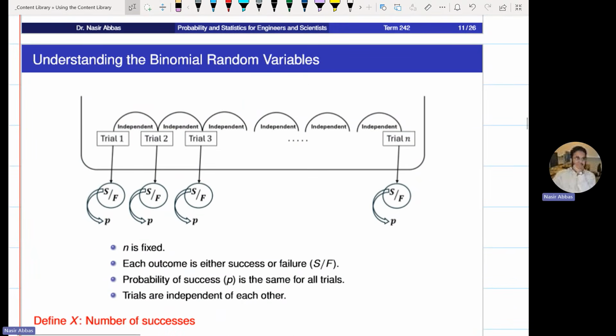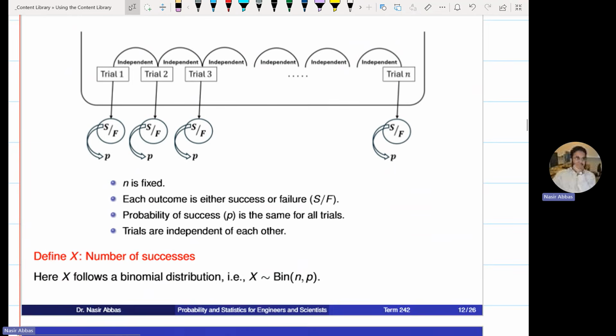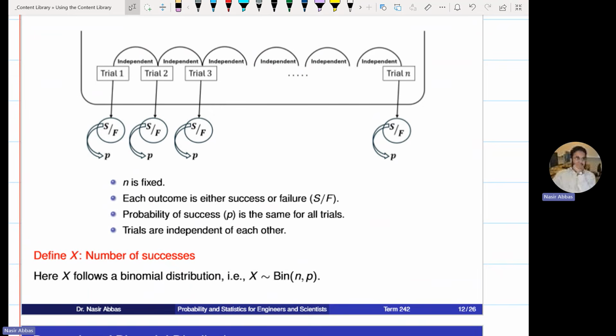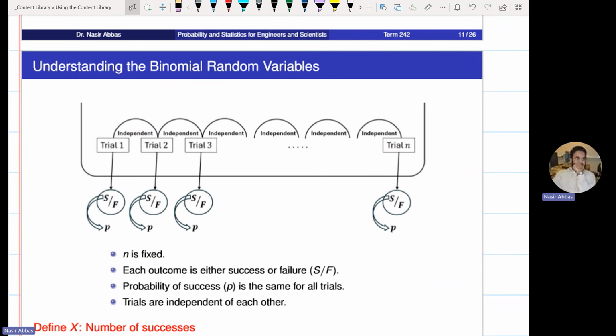You have this experiment, you can perform it many times, but you perform it only n times. Each time the trial is independent of each other. Each trial results in either success or failure, where the probability of success for each trial is p. And in this case, if you denote x by the number of successes, you say x has a binomial distribution. Now, when will these conditions be satisfied?